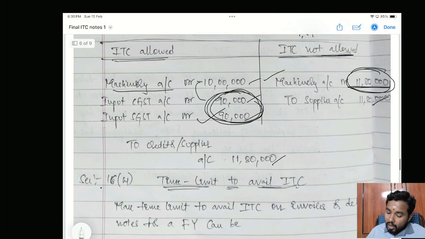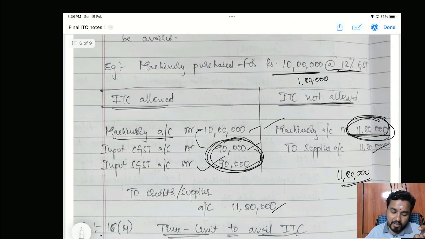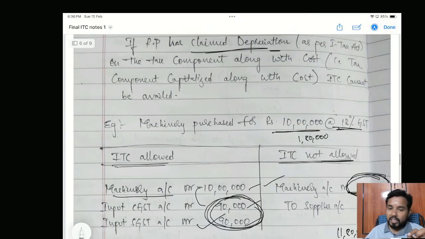No sir, I have already capitalized the tax component, then don't ask ITC, because you will get a depreciation benefit on this entire 11,80,000. Income tax depreciation benefit you will get on entire 11,80,000. If you want ITC benefit, then don't capitalize the tax portion. No, I don't want ITC, but I want the depreciation benefit on the tax component. Then capitalize the tax component. No, I want both the things. I will capitalize and as well as I will take ITC. No, that is not allowed. That is restricted under Section 16 subsection 3. That is what it is saying.